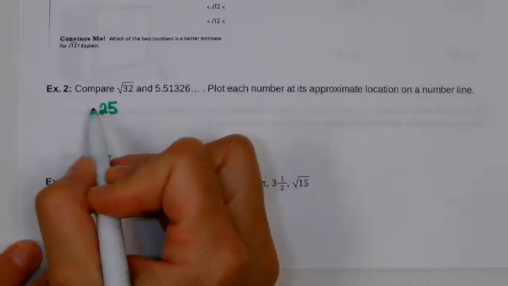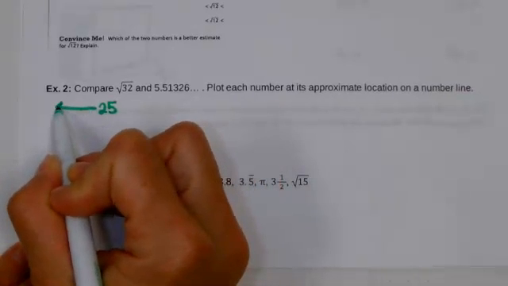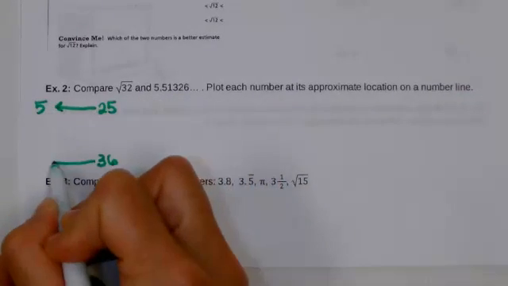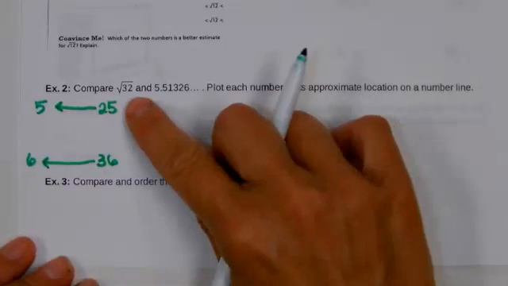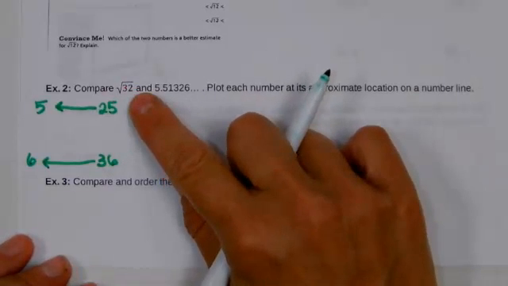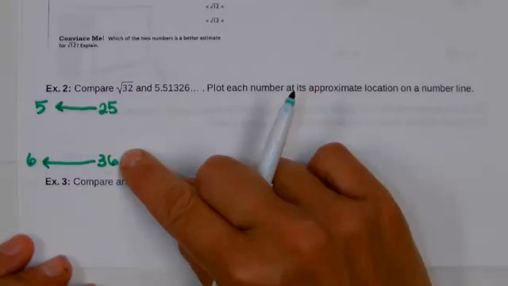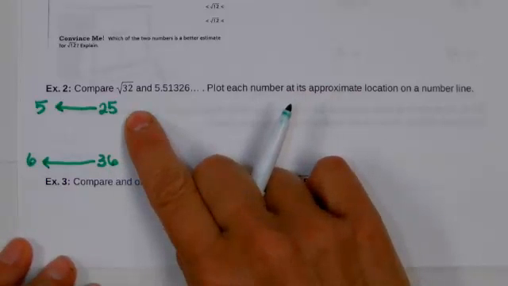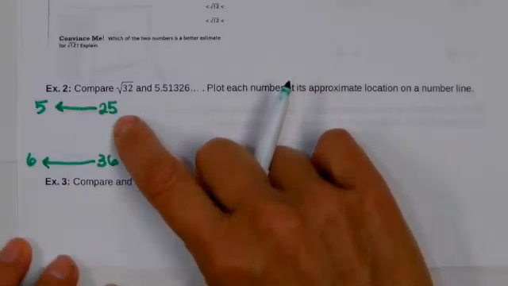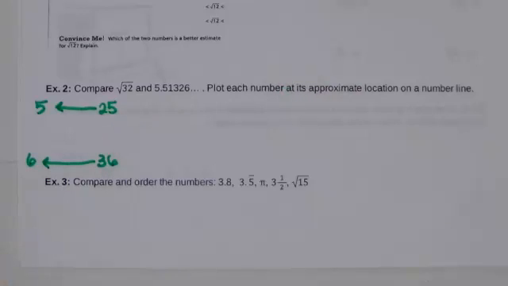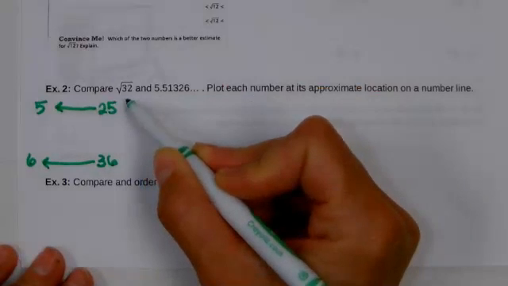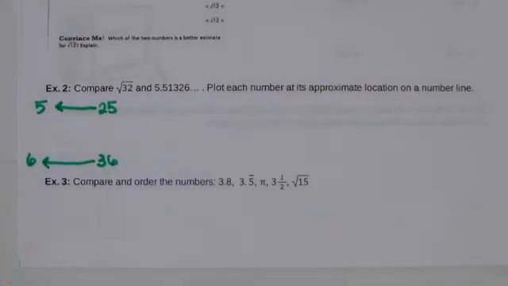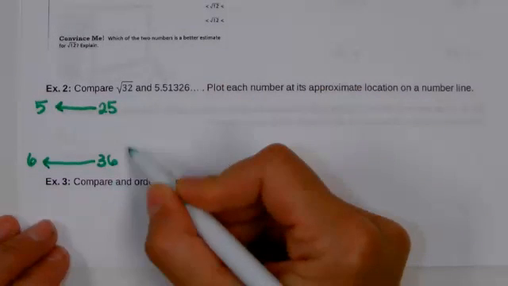Okay, so let's work backwards. The square root of 25 is going to give us 5, and the square root of 36 will give us 6. Okay? And now we have to think about this. Is 32 closer to 25 or closer to 36? You can count in your head or on your fingers if you want to, but if you count the numbers 25, 26, 27, 28, 29, 30, 31, 32, you'll know that it is 7 units away from 25. But 32, 33, 34, 35, 36, it's only 4 units away from 36.